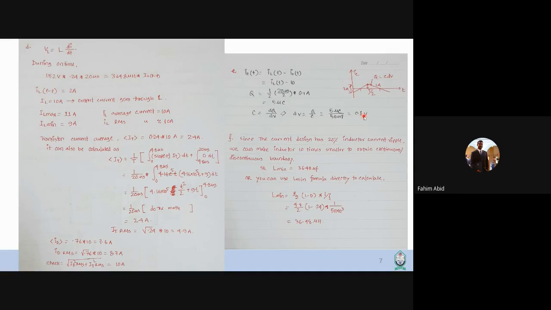The other way, you may be asked to design the capacitor in such a way as to get a certain ripple percentage. So if you know the output voltage, you can calculate the percentage of ripple in the output, and based on that, you may have to calculate the capacitor value.